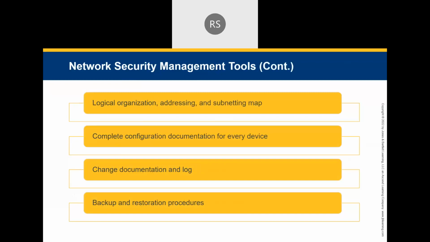You also want a complete configuration documentation for each device. So you maintain that comprehensive configuration for every network device. This includes your routers, your switches, your firewalls, servers, and that's to ensure an accurate and consistent configuration management. You also want to document all changes made to the network configurations, the policies, settings, include the date, the time, and the rationale for each change. And you do this to maintain accountability and also facilitate auditing and troubleshooting.